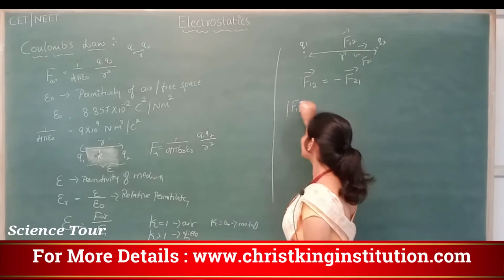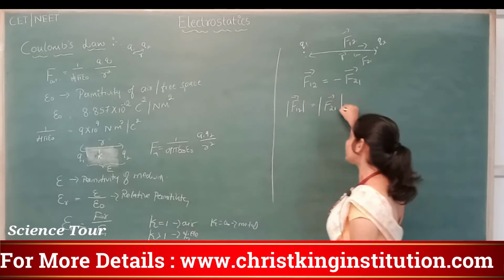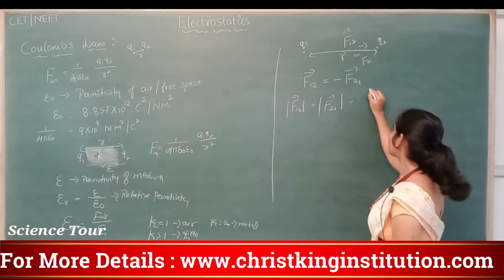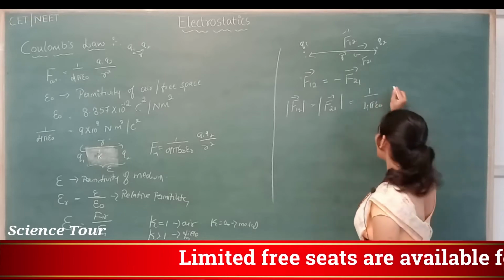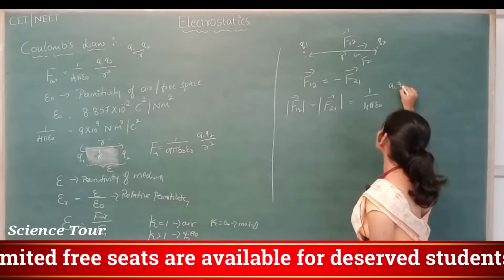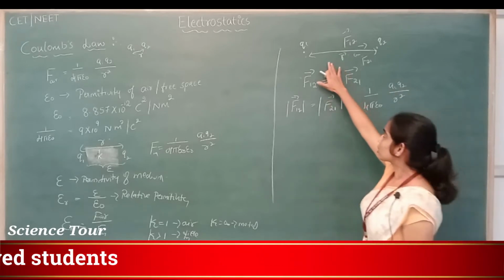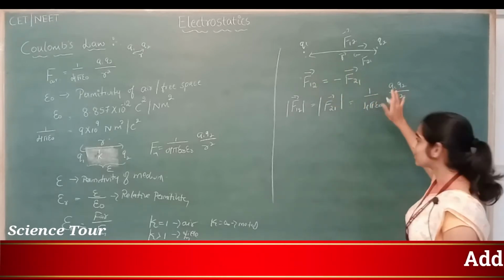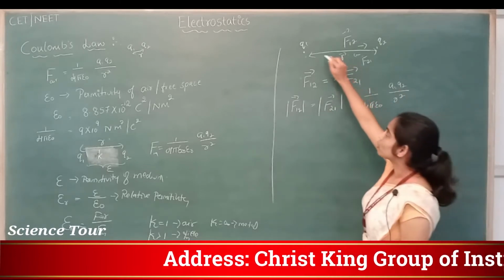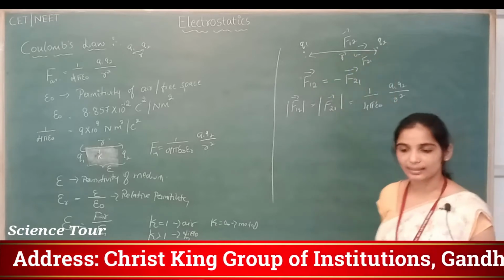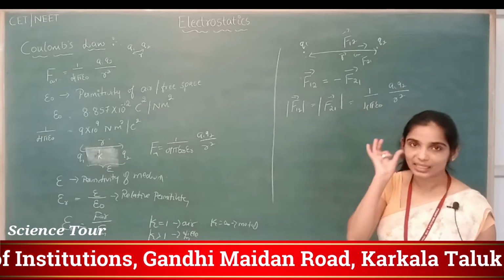The magnitude of F12 is equal to the magnitude of F21, which is equal to 1 by 4 pi epsilon naught, let's say this is in air medium or free space, Q1 into Q2 divided by R square. The electrostatic force between two charges is this, which is equal and opposite to the force by one charge on the other. Now, what is electrostatic force? Whether it is attractive or repulsive.